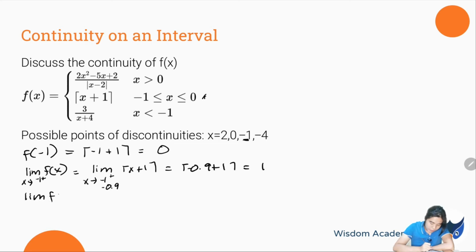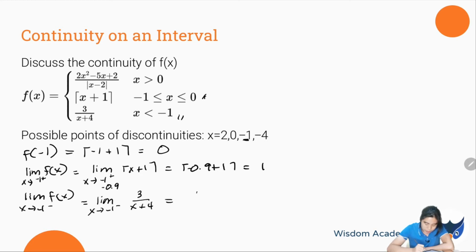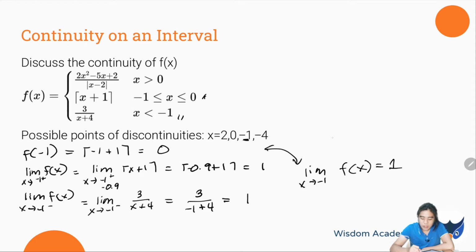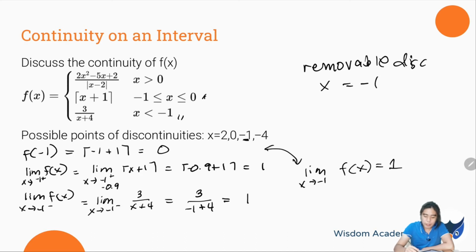So, lastly, limit ni f of x as x approaches negative 1 from the left. This will be equal to, since from the left na, ito naman yung gagawin natin. So, this will be equal to, by direct substitution, 3 over negative 1 plus 4 is equals to 3 over 3 equals to 1. So, the limit as x approaches negative 1 of f of x is equals to 1. Since the limit exists but it is not equal to f of negative 1, then f of x has a removable discontinuity at x is equals to negative 1.